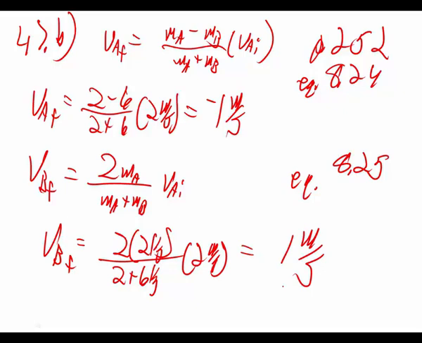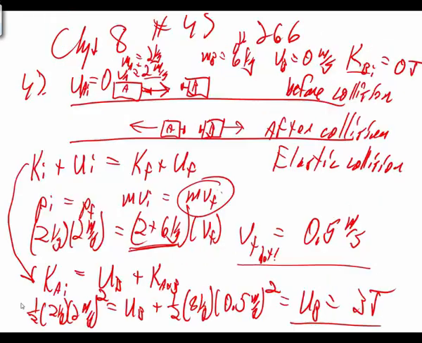So notice how the velocity of B was half the velocity of A initially. Initially A was 2 meters per second, so B takes on half the velocity of A finally. This is positive, moving to the right. This one right here is moving to the left. So go back to our drawing: 1 meter per second, -1 meter per second.